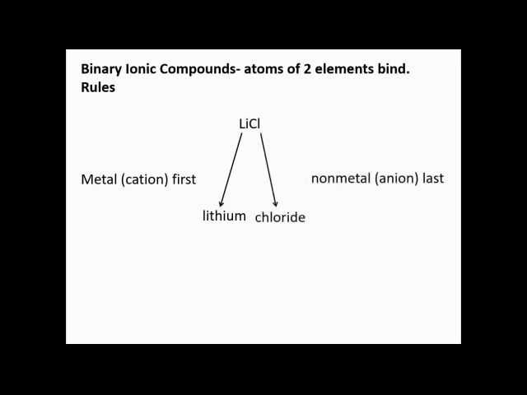For binary compounds, let's say we take lithium chloride, for example. The metal goes first. It's given the name straight off the periodic table, and then the non-metal comes afterwards and the ending is changed to an ide.